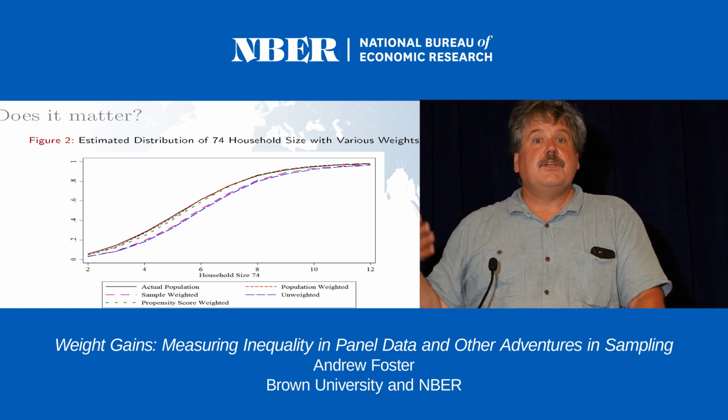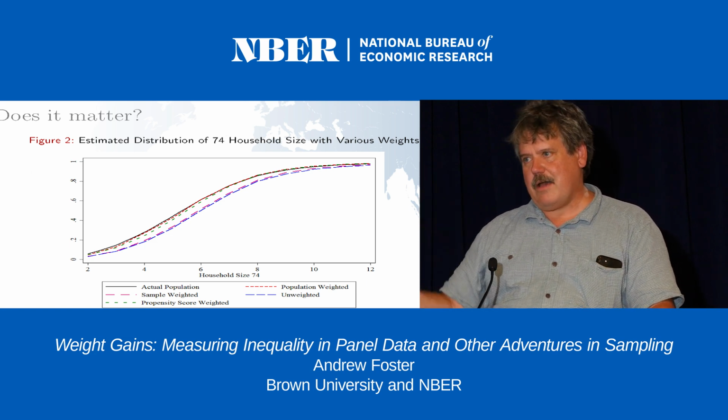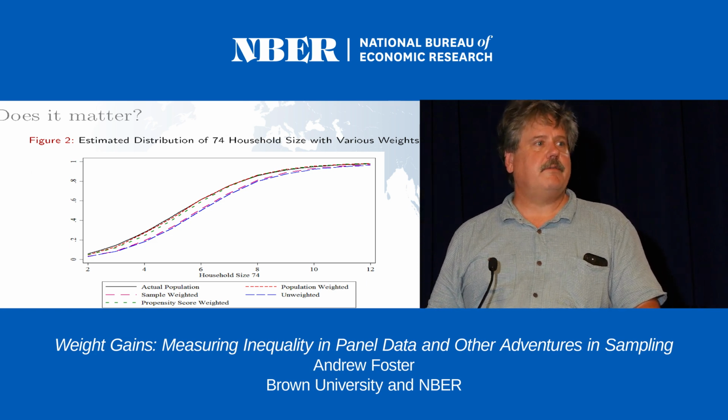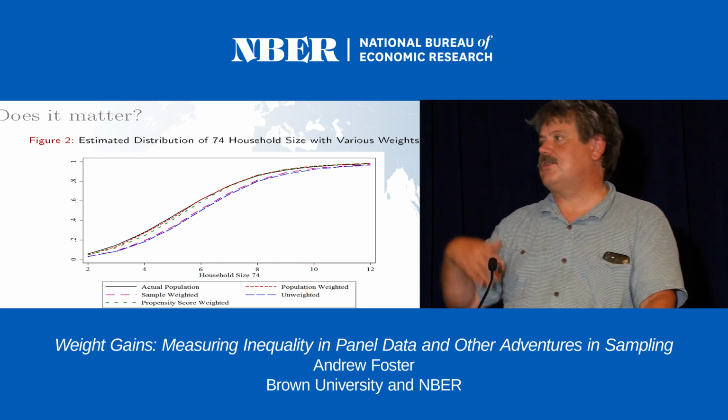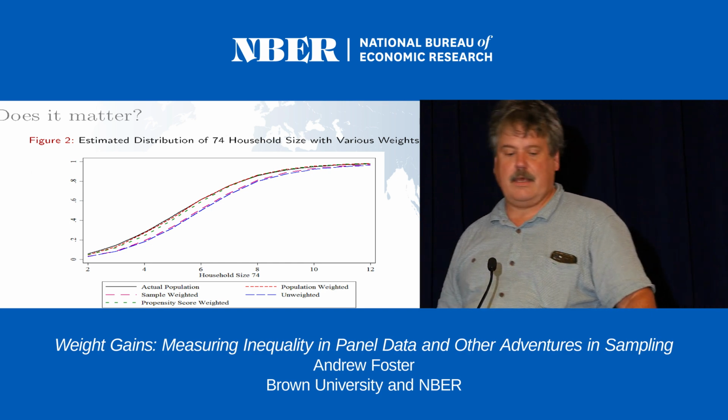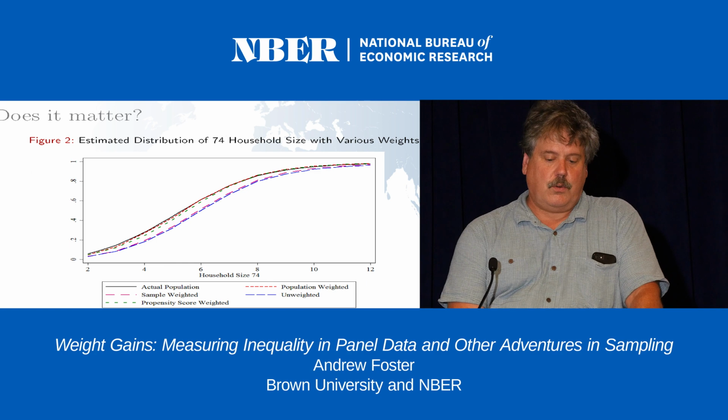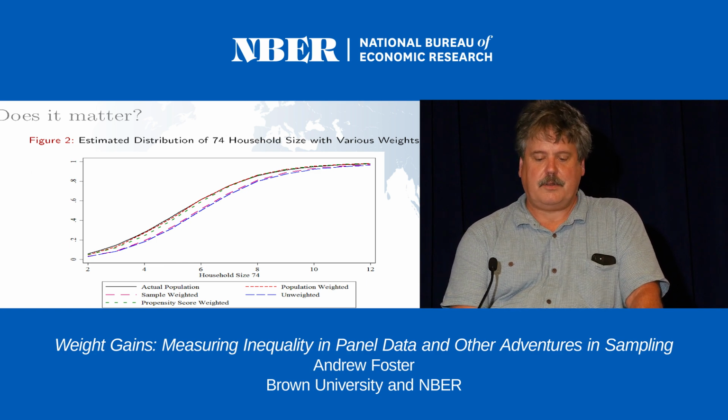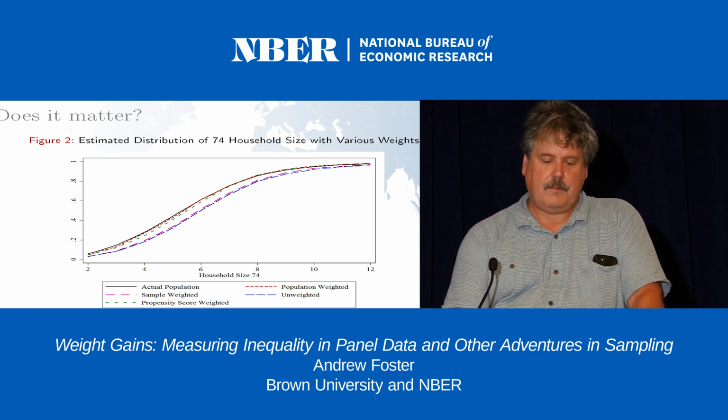Here's one variable, the distribution of household size, with various kinds of weights. Since this is vital registration data, and we have household data for the entire population, 74, we know what the truth is, but we also know what our sample of antecedents looks like. And so we can actually see how things line up. The actual population is the black.